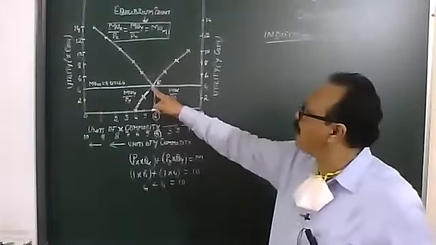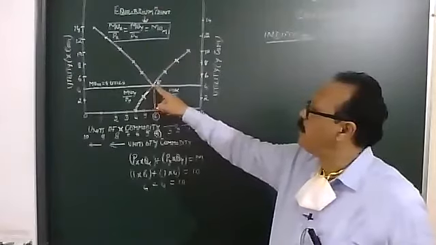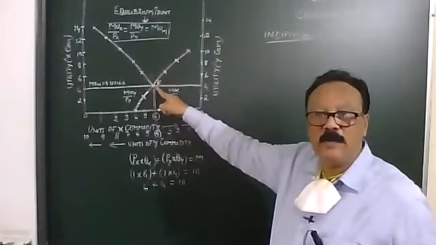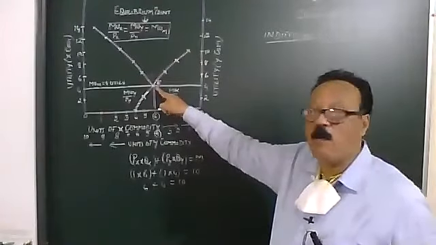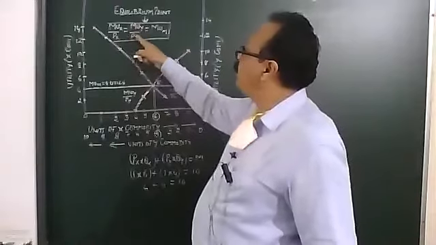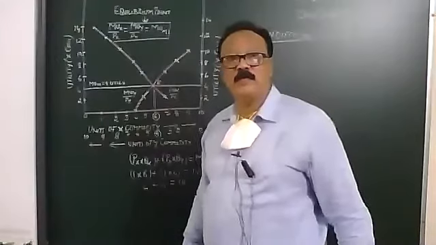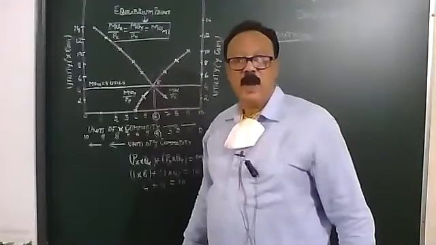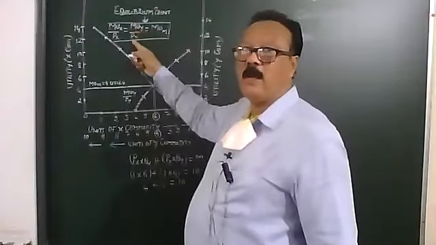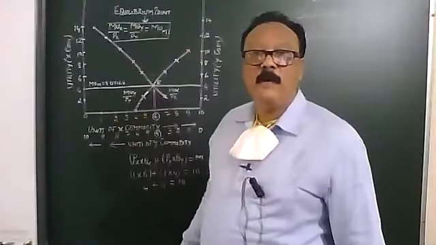The point where this line cuts over here, mark it as E, and this is called the equilibrium point. And at the equilibrium point, we will see MUX upon PX is equal to MUY upon PY is equal to MUM. In other words, the marginal utility of X upon the price of X equals the marginal utility of Y upon the price of Y. That equals the marginal utility of money.